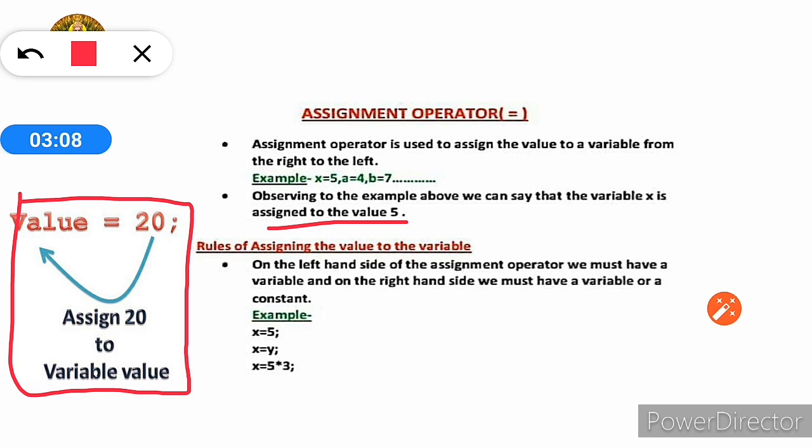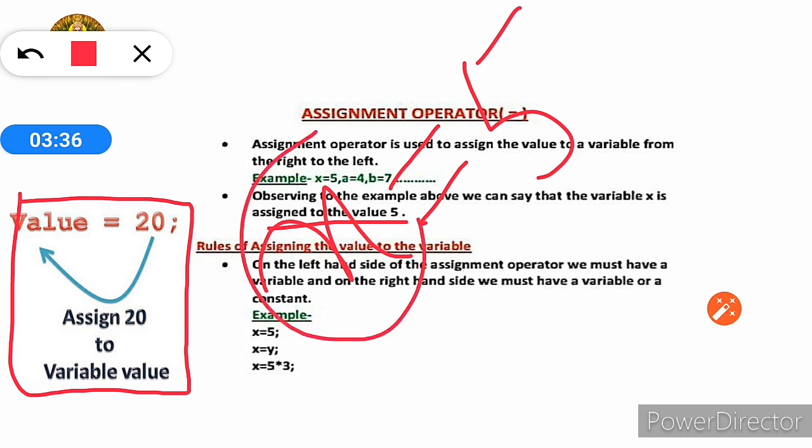So students, what do I mean by it? On the left hand side of the assignment operator, for example x, as the assignment operator is a binary operator, we will have to use operands on both sides of the assignment operator. So on the left hand side we will always have to mention a variable name, and on the right hand side there can be a variable or a constant.